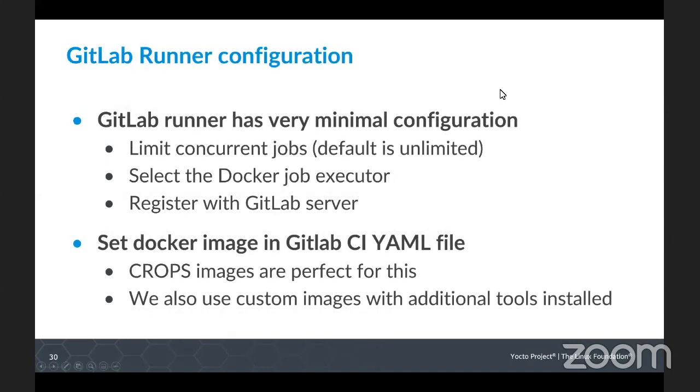We install GitLab Runner on this build agent, which has a very minimal configuration. We just need to limit the number of concurrent jobs. The default's unlimited, but you do not want to set off an unlimited number of separate bitbake jobs on one server. That will cause problems. We use the Docker job executor, and then we register this with GitLab.